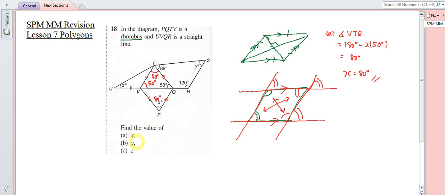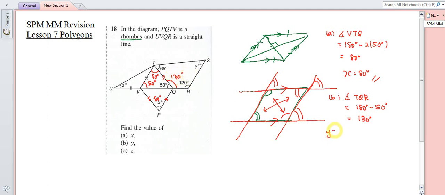So the next is y. How to find the value of y? Okay, this one should be easy. Here 50, here angle TQR will be equal to 180 minus 50 degrees, which is 130. So here I know 130, right?